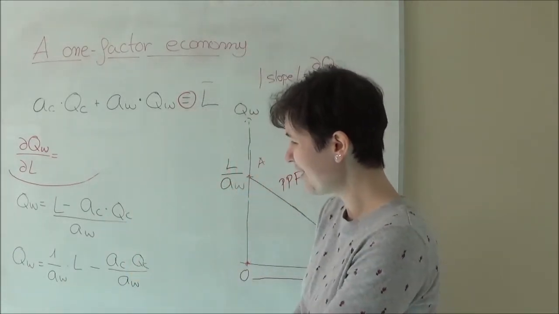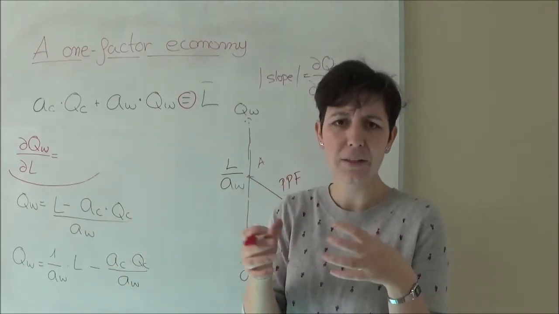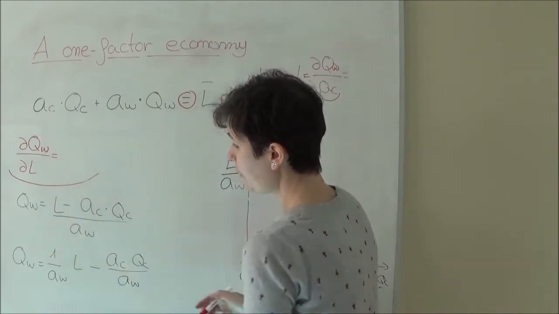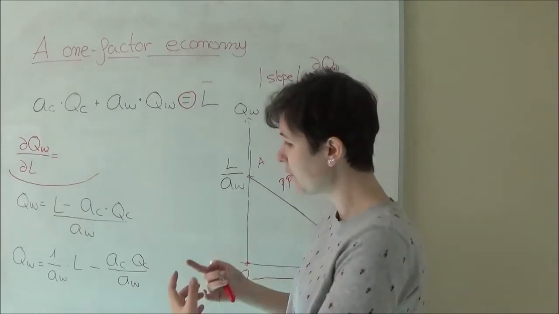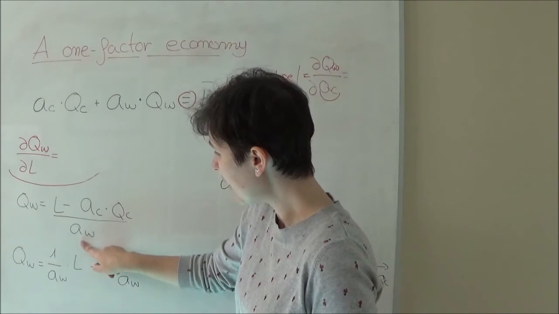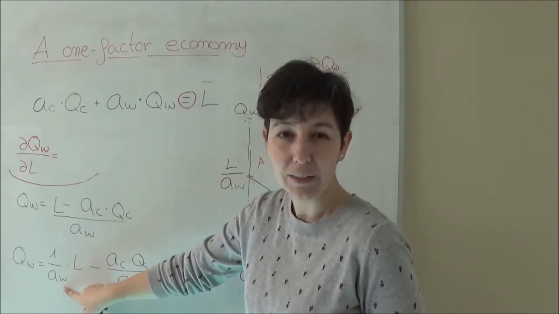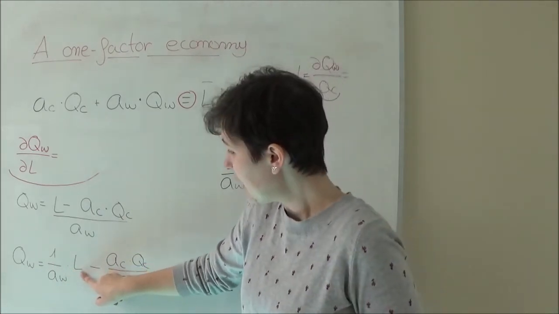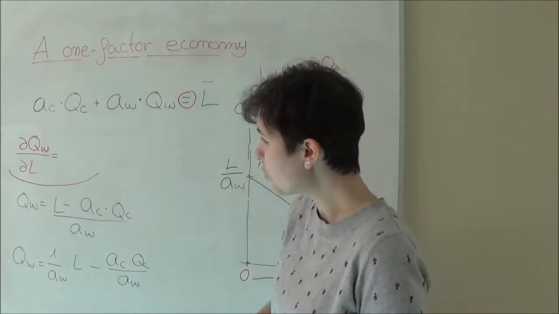Also, if you prefer, instead of observing this whole thing together, you can separate terms. Here, because it's the common denominator, you can separate these two terms. And then also, you can see that L divided by the unit labor requirement of wine is the same thing as 1 over the unit labor requirement of wine times workers, or labor, okay?